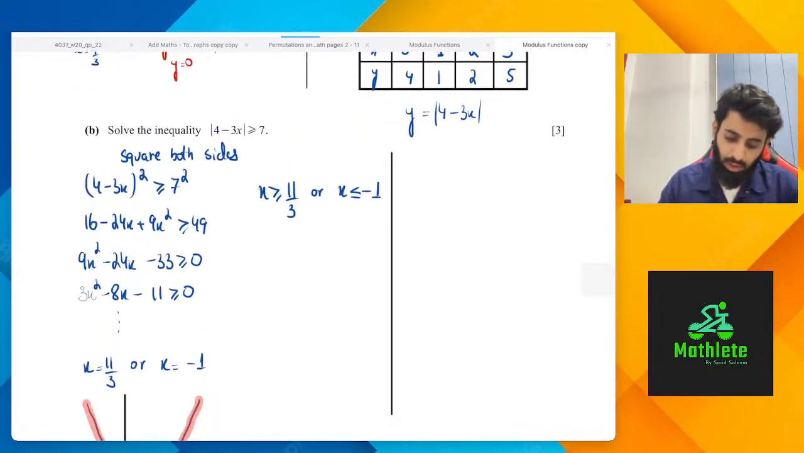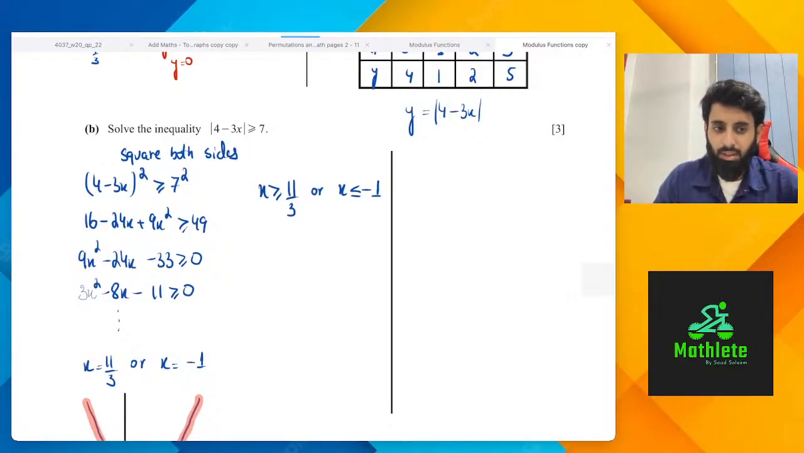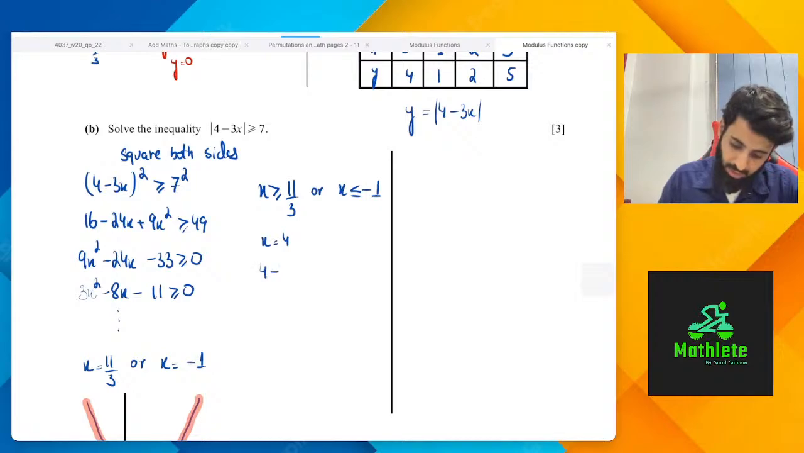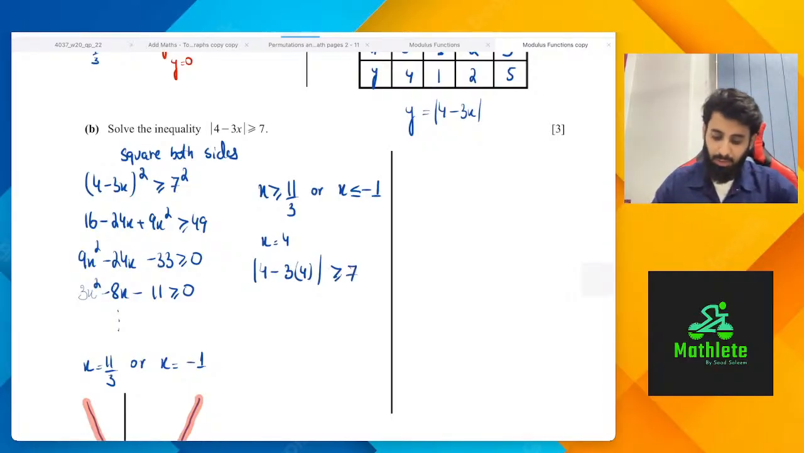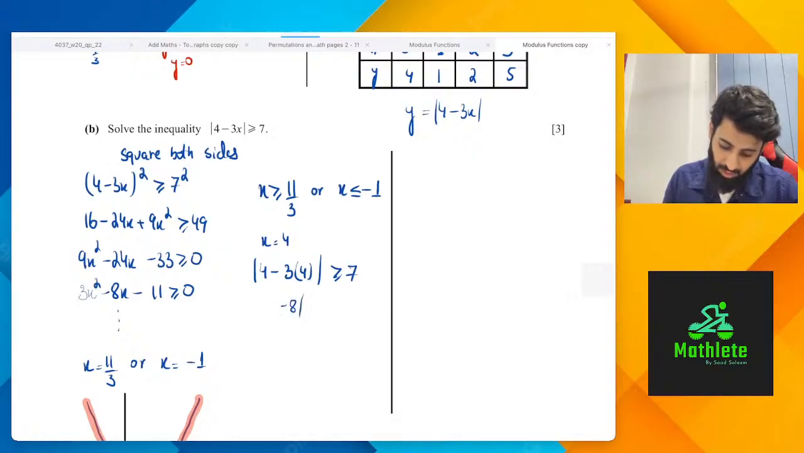Okay, 11 upon 3 is basically 3 point something. So let's plug in x equals 4. So |4 - 3 times 4|, and let's see if it's greater than or equal to 7. So what happens is 3 into 4 is 12. 4 minus 12 is minus 8, the absolute of which is going to be 8. So 8 is greater than or equal to 7. Alright, so far so good.